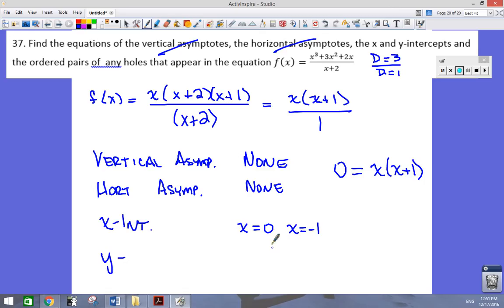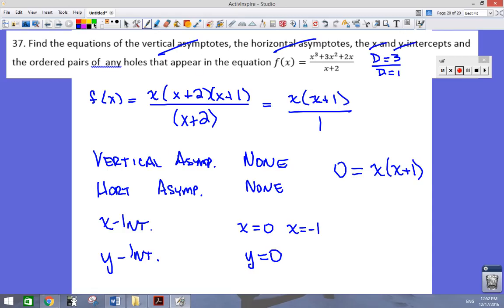and of course if 0 is an x-intercept, then it's also a y-intercept, and a function only has one y-intercept. If it had more than one y-intercept, it would fail the vertical line test and not be a function. Now, another way that you can determine that is to plug in 0 into the function, and if we do that, we get 0 in the numerator divided by 2, and 0 divided by 2 is 0.